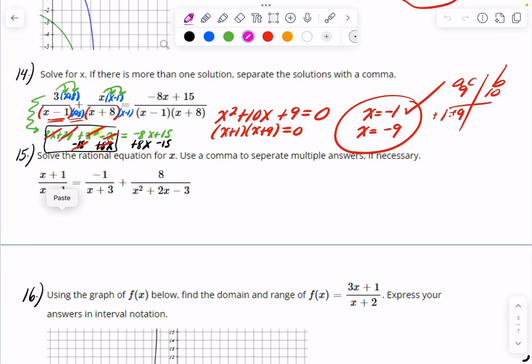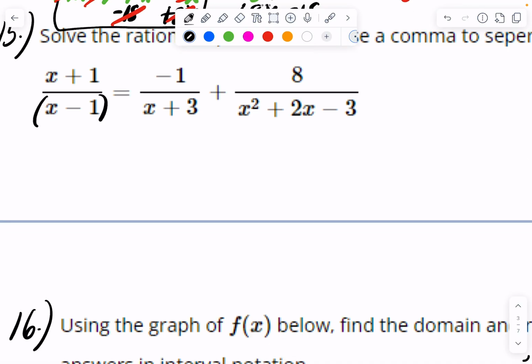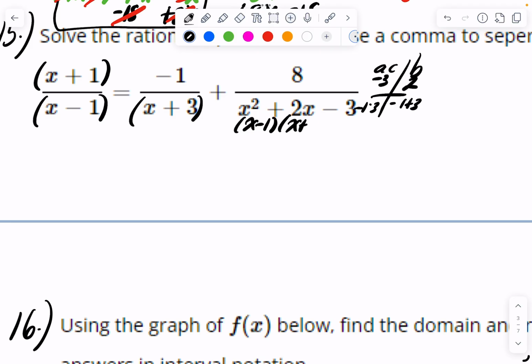All right, so now we're going to solve this rational equation. Again, you factor the denominators, and then you put parentheses around anything with two terms. So then what multiplies to be a times c adds up to be b. What multiplies to be negative 3 adds up to be 2. 1 times 3, negative 1 plus 3. So this factors to be x minus 1 and x plus 3.